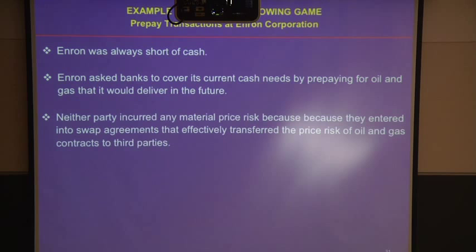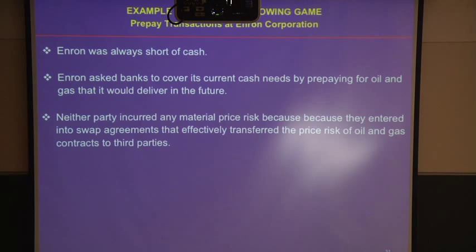Now, neither party incurred any material price risk, Maria, because they entered into swap agreements that effectively transferred the price risk of oil and gas contracts to third parties. In other words, nobody in this transaction had any price risk at all.